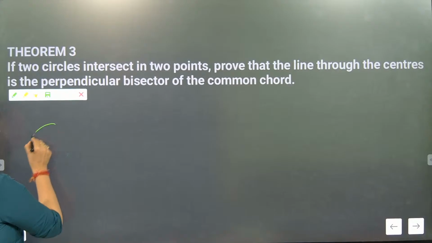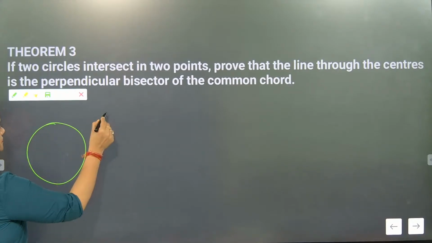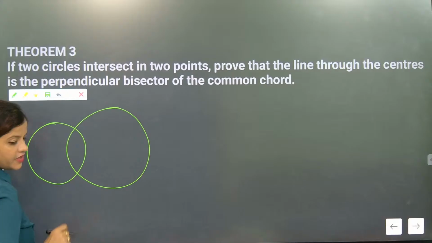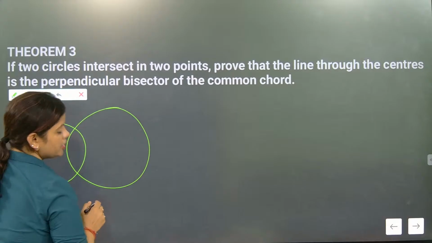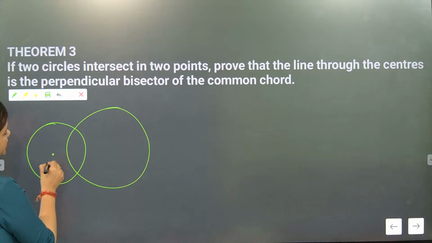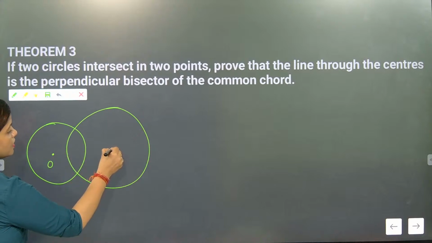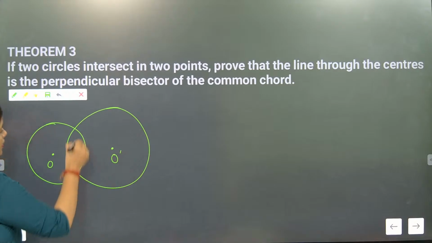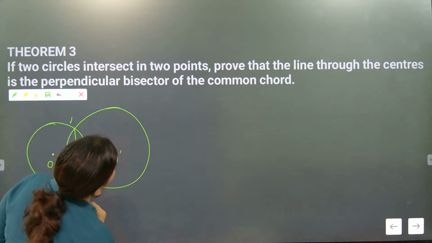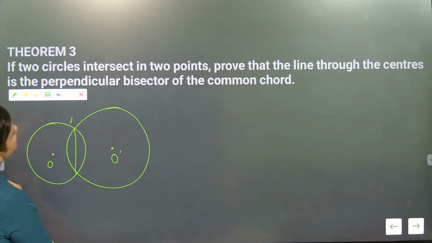If two circles are there and they are intersecting in 2 points, so that means these two circles are intersecting in 2 points. One center we are taking as O, another center we are taking as O dash. Now we are going to draw one common chord between them. Prove that the line through the centers is the perpendicular bisector of the common chord.